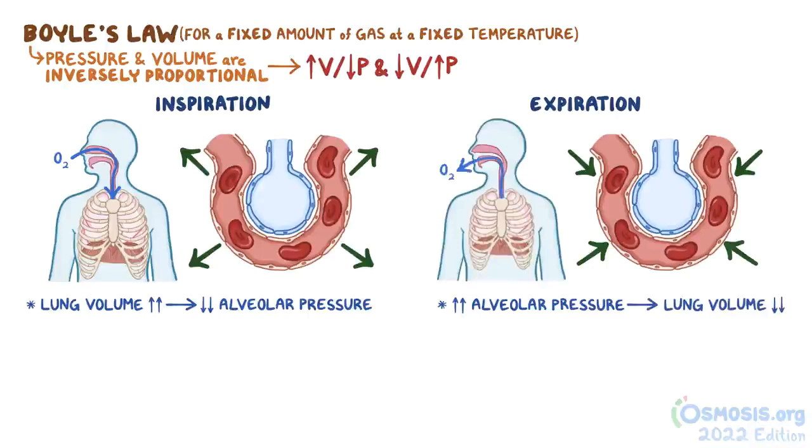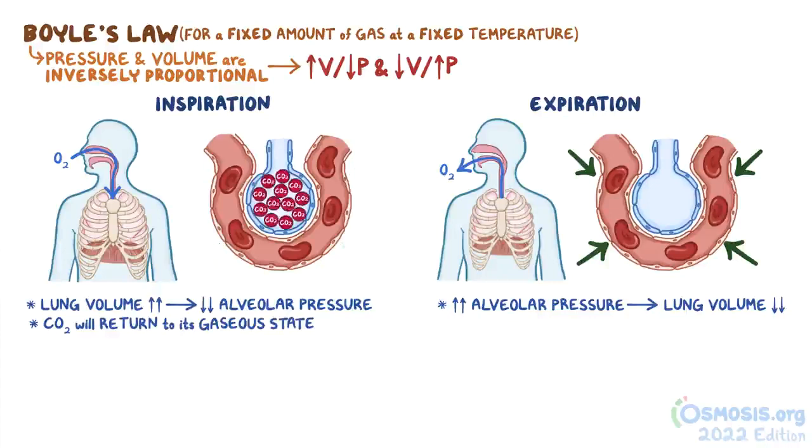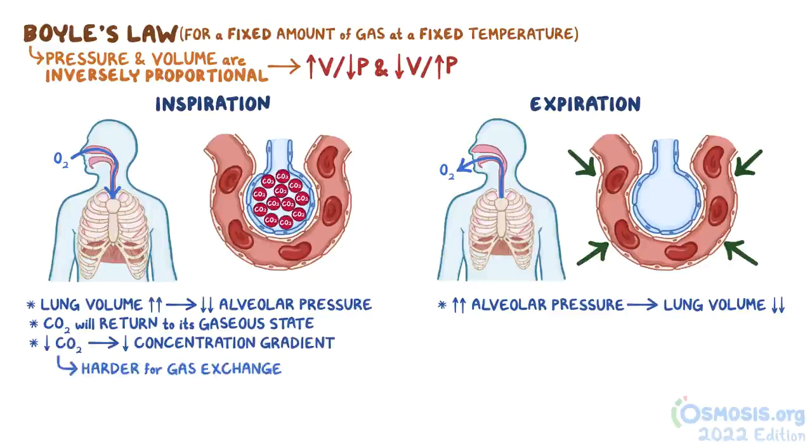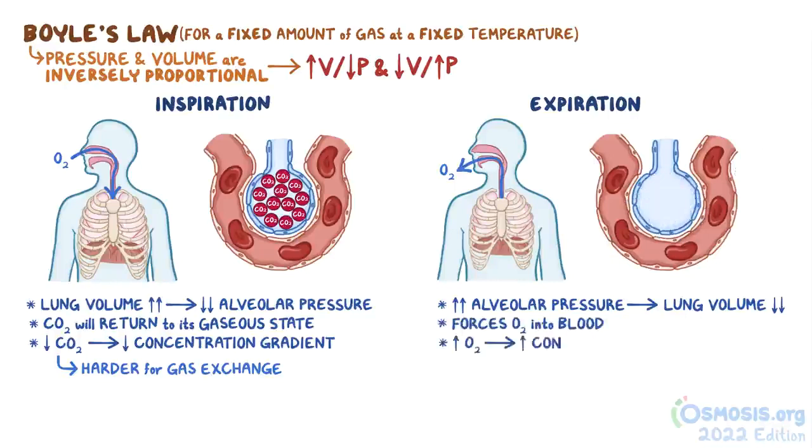Correlating this information with Henry's law, we can conclude that in inspiration, carbon dioxide will return to its gaseous state because the alveolar pressure is decreased and it cannot push it into the blood. Less carbon dioxide in the blood makes a smaller concentration gradient between blood and alveolar space, so it becomes harder for gas exchange to happen. On the other hand, during expiration, the volume is decreased and the alveolar pressure is increased. That will force oxygen into blood because pressure pushes it there. More oxygen into blood creates a larger concentration gradient, and oxygen exchange is more efficient.